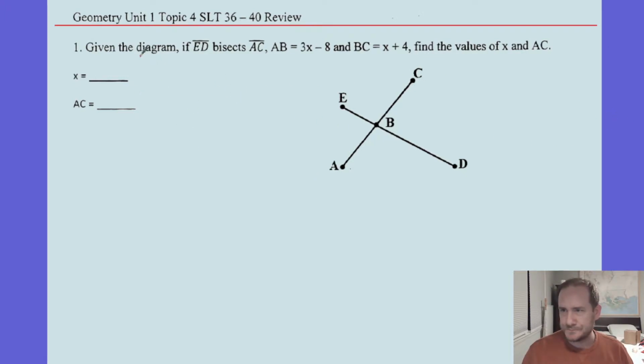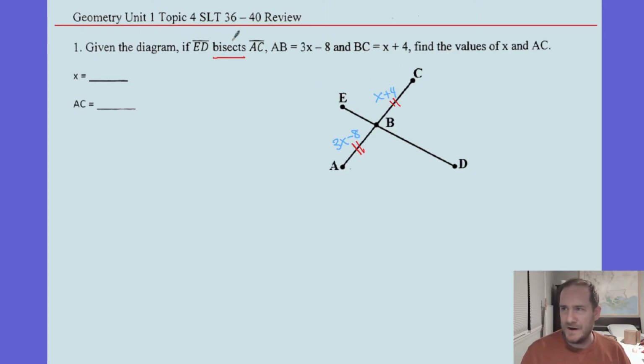Looking here, you've got to read everything in geometry class first of all. So it says, given the diagram, if ED bisects AC, that's hugely important that you read that word bisect, because if ED bisects AC, then you now know that segment AB and segment CB are the same length. So that means now when you read the next part where it says that AB is 3x minus 8, you can label that. And it says BC is x plus 4.